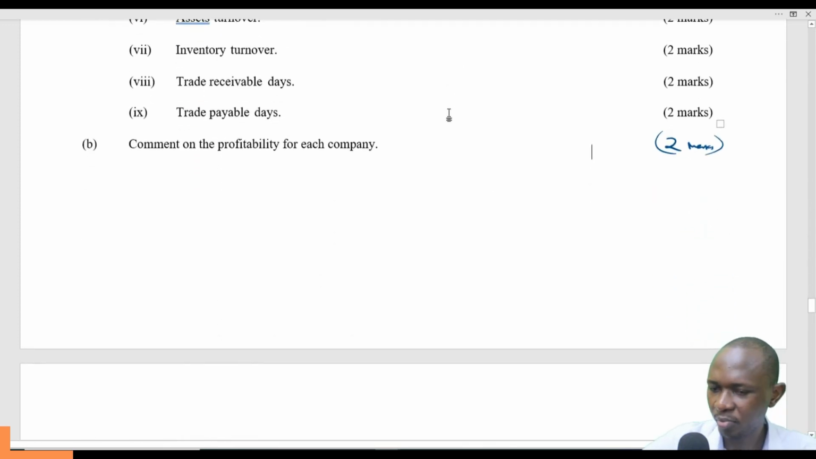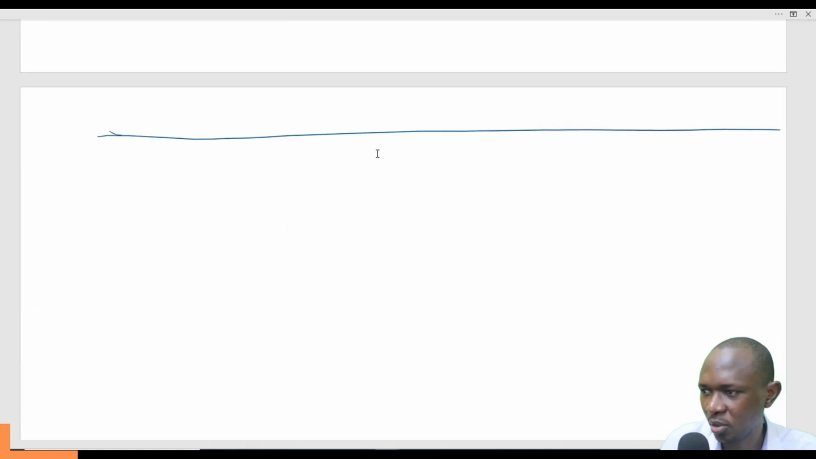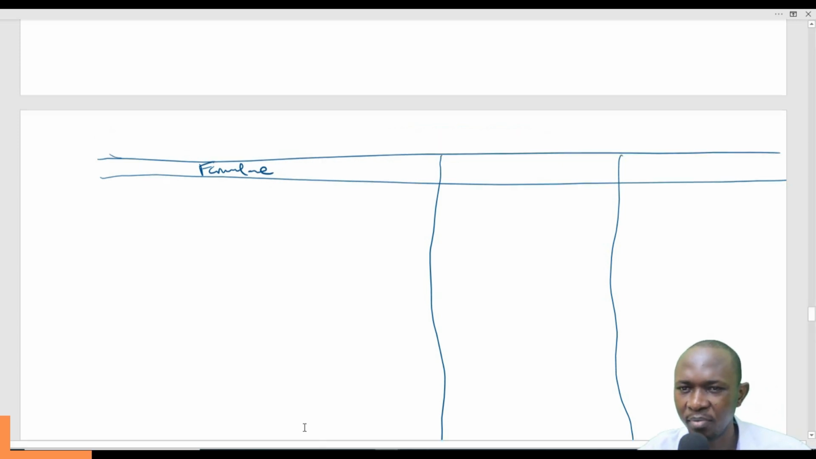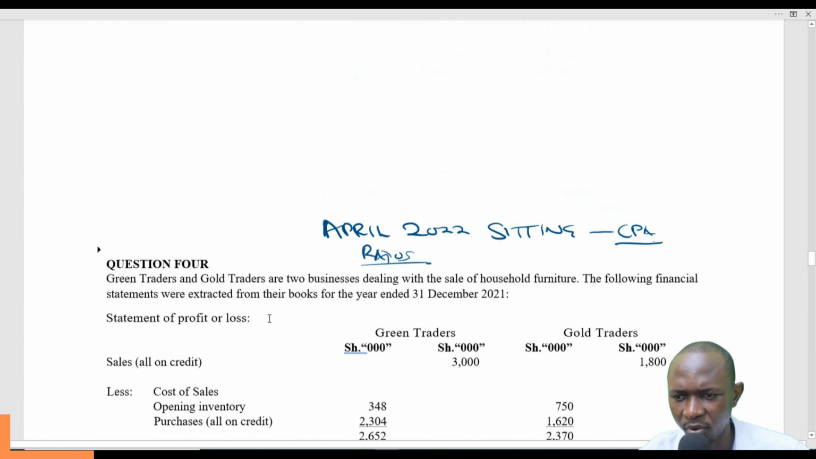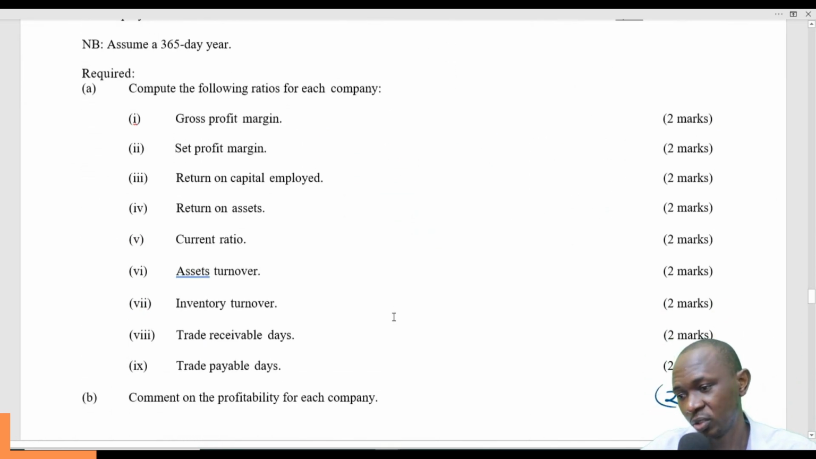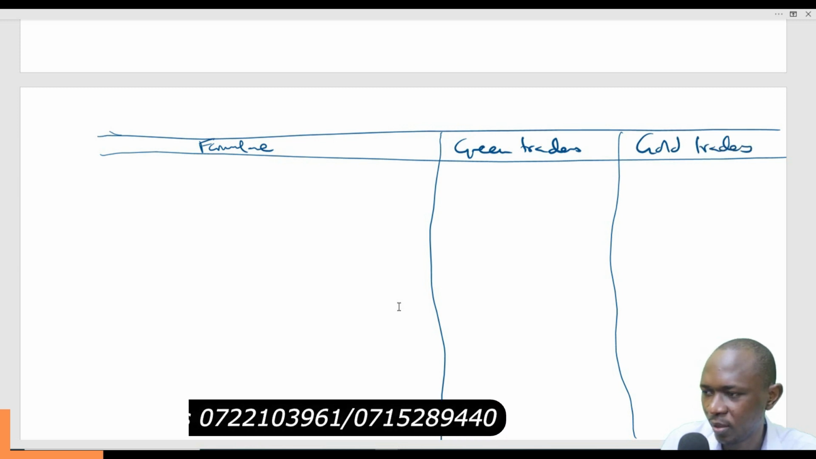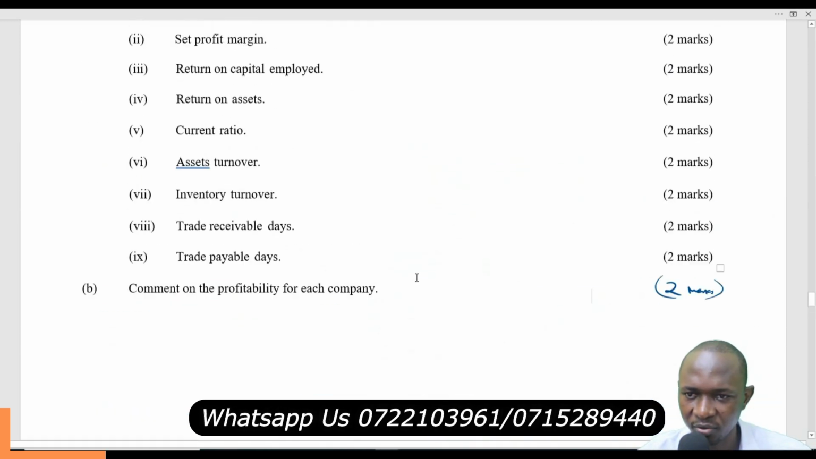So what I'll do, I'll come up with a table that will help us go through this very fast. The table will be like that. Sorry, my lines might not be that accurate, but here we'll have what is required and the formula, and then the first company and the second company. So that's the approach I'll use. We'll have green traders here, and then gold traders the other side, so that it makes it very easy for us to work.